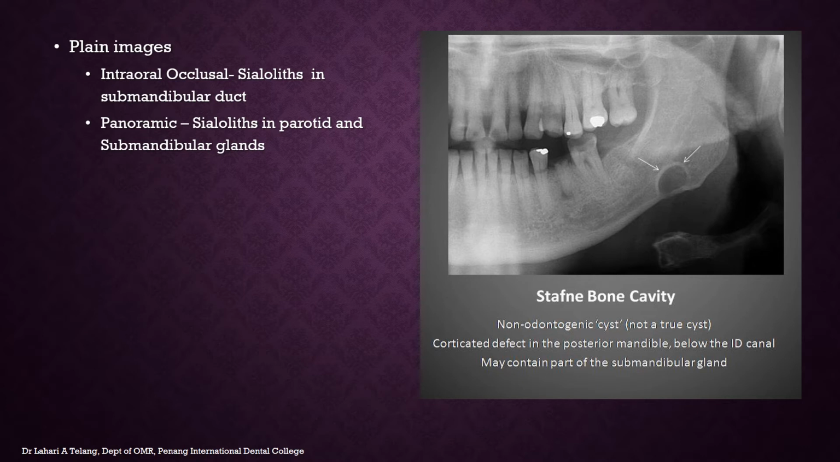What you're seeing on this image is a cropped panoramic view of a Stafne bone cavity. The reason I've mentioned this here is that it's not a true cyst. It's a corticated defect in the posterior mandible below the inferior dental canal, and it may contain part of the submandibular gland.